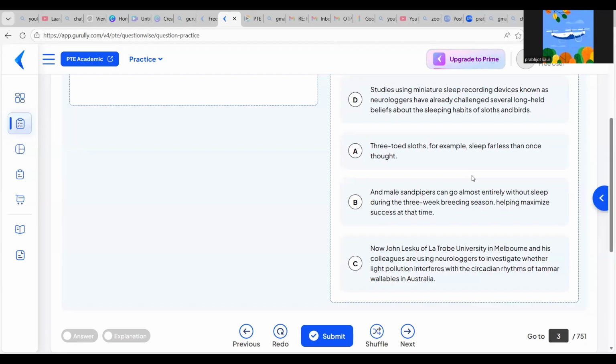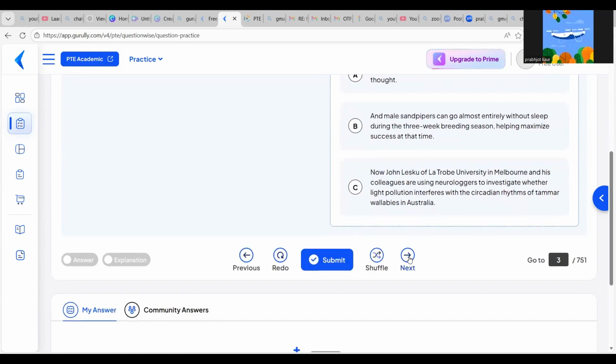And the final development is C. So here it says "now scientists are using neurologgers," and the keyword is "now." It presents ongoing research and a shift from past findings to current investigation. So this works best as a conclusion. The final structure is: introduction, findings, example one, example two, then current research. So that's all.